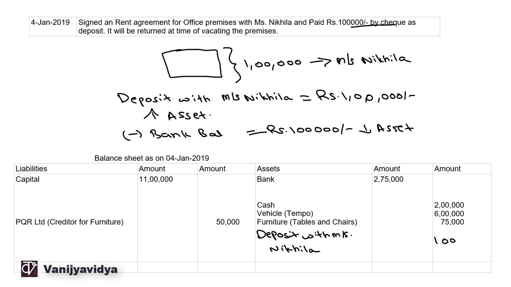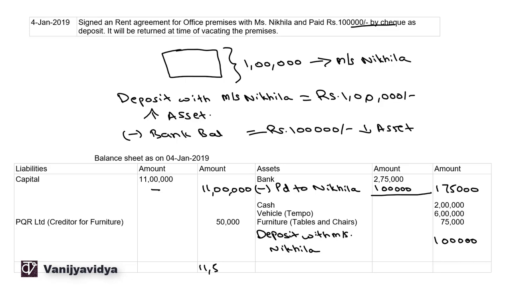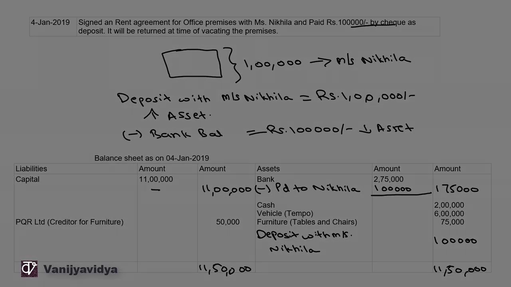Nikhila, 1 lakh, and since we have paid by check, less paid to Nikhila 1 lakh. So balance that is carried to outer column is 1,75,000. Now there is no impact on capital, so capital is same in the outer column. So liability side total is 11,50,000 and asset side total is 11,50,000. Now let's move on to the next transaction.